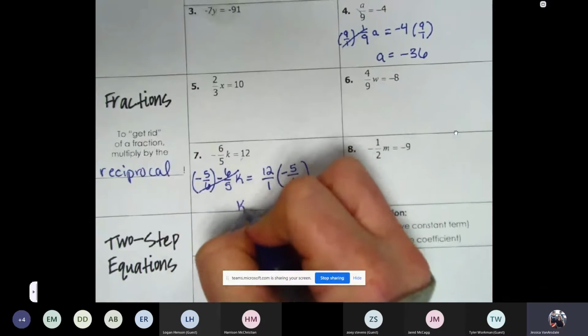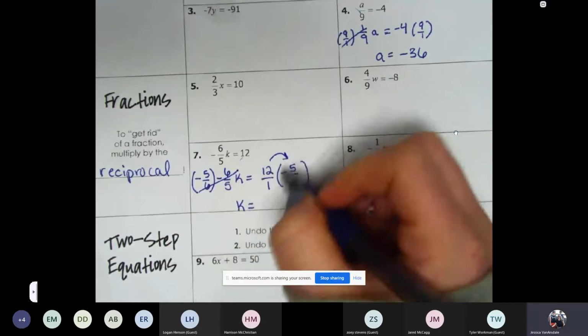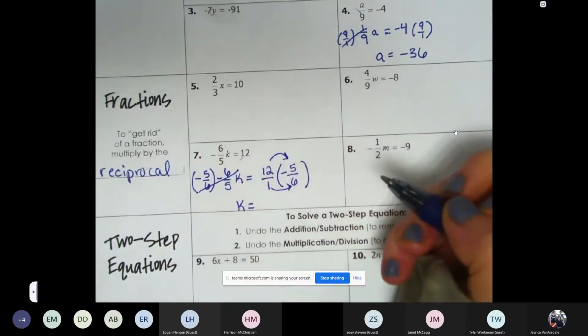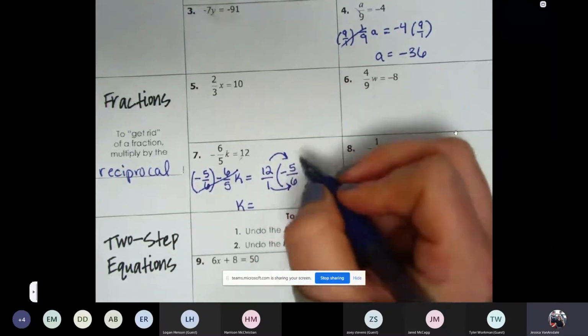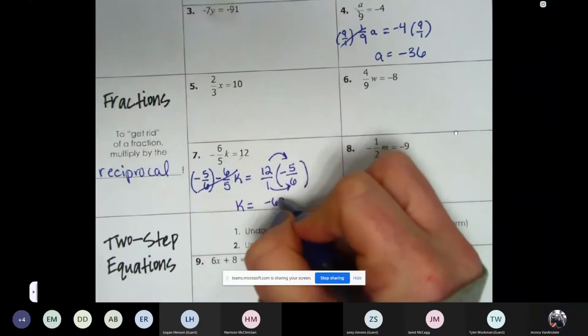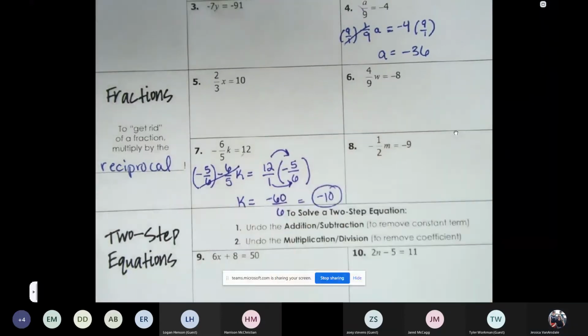You're going to have k equals. So when you're multiplying fractions, you multiply the top, you multiply the bottom. So you have 12 times -5 is going to give you -60 over 6, which is -10. So k would equal -10.